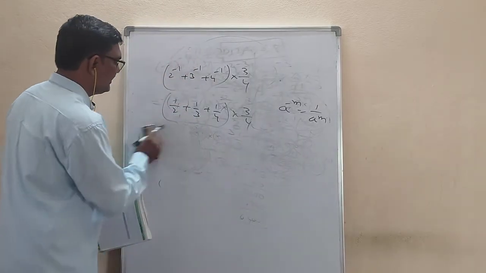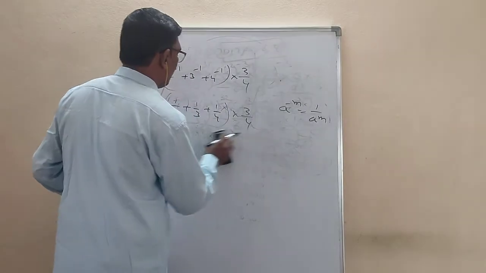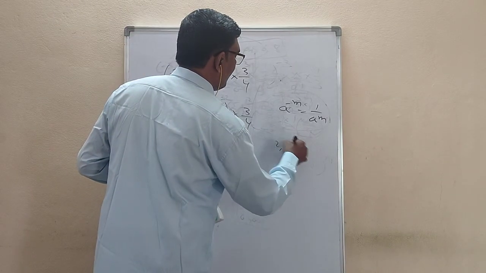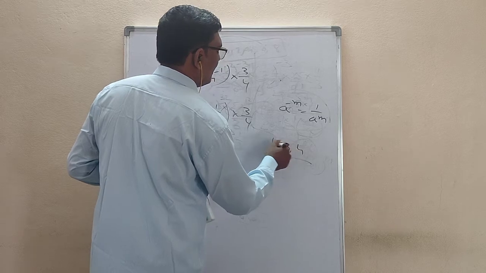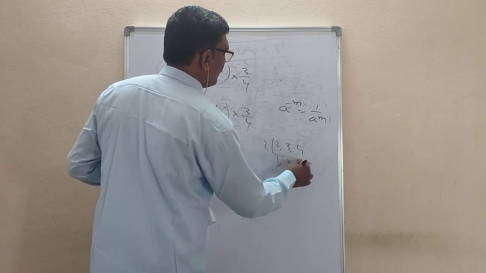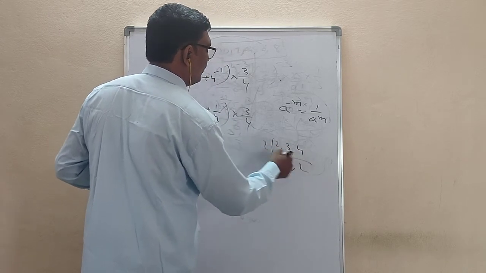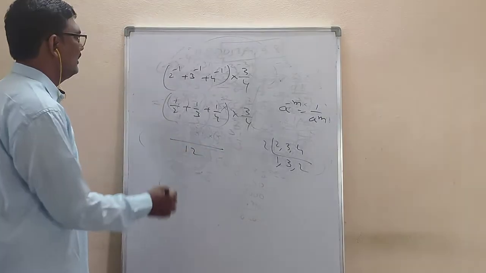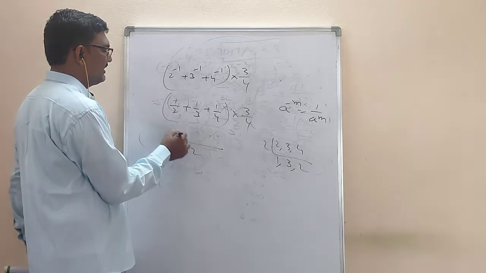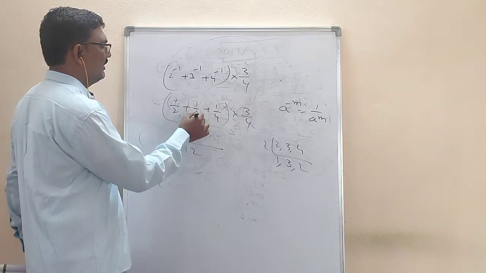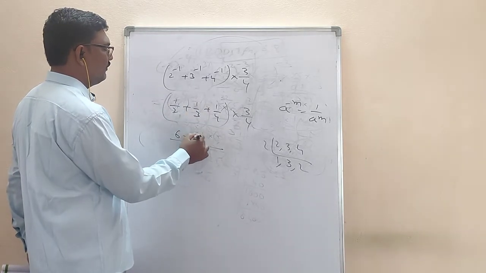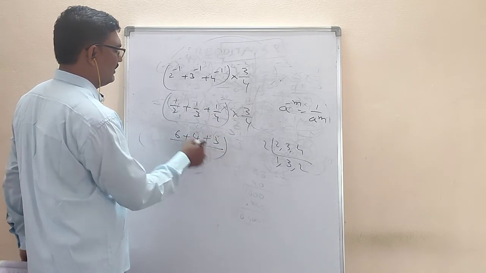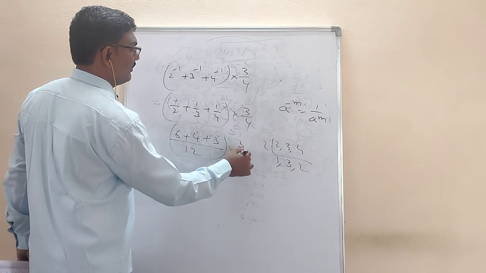What is that LCM? 2, 3, 4. For 2, 3, 4, the LCM is 2 1s are 2, 2 2s are 4, 4 3s are 12. So you are getting 12 as the LCM. 2 how many times will go into 12? 6 times. 6 1s are 6. Plus 3 how many times will go? 4 times. 4 1s are 4. 4 how many times will go? 3 times. Into 3 by 4.